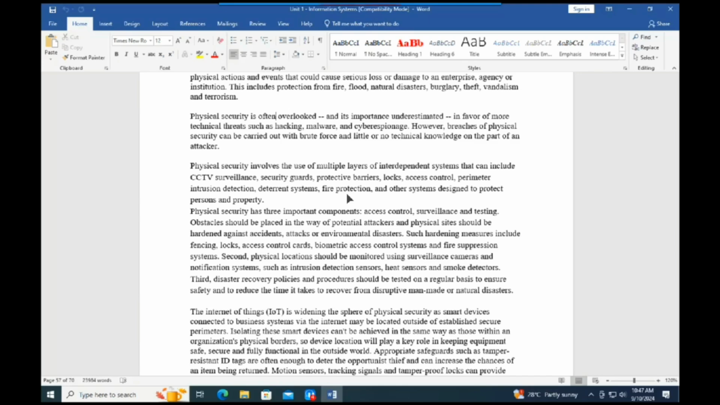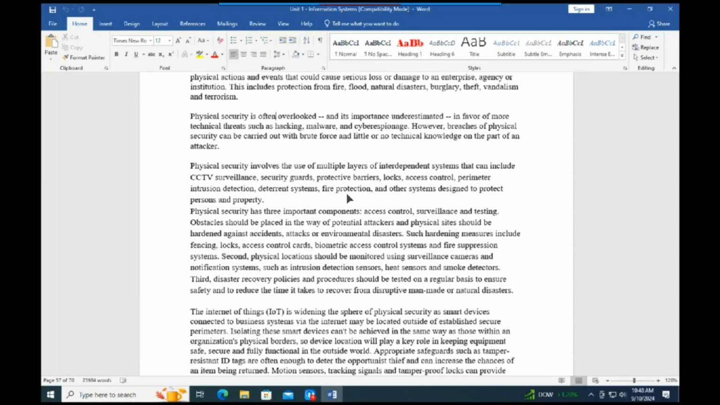When you talk about physical security, we're also talking about the use of multiple layers of independent systems. For example, we have CCTV surveillance. You can use security guards. You can use barriers, locks, and access controls. You can have perimeter intrusion detection, devices that detect when somebody intrudes into the perimeter and an alarm goes. There are so many other systems that are designed to protect persons and property.